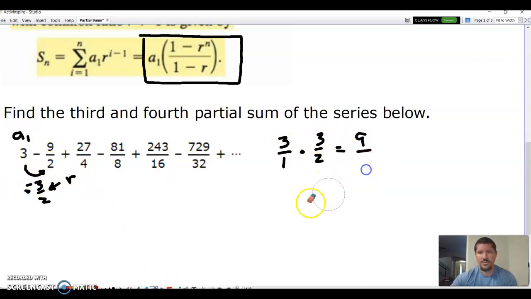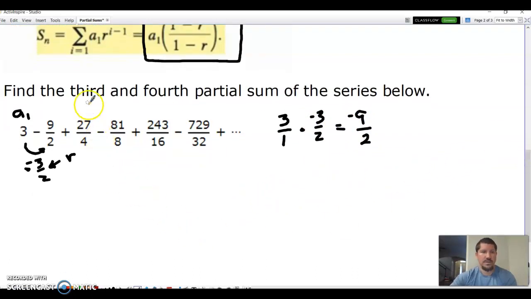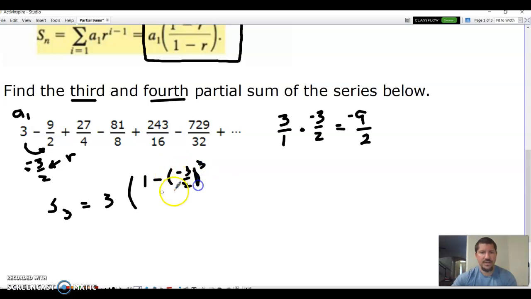Over 2, not over 4. So it's negative 3 over 2. So that's my r. Okay, so if I want the third and fourth partial sums, well, s sub 3 is 3 times 1 minus negative 3/2 raised to the 3 all over 1 minus negative 3/2.